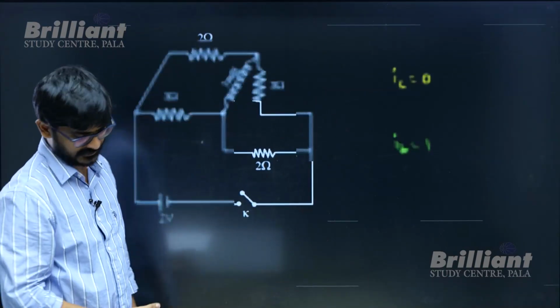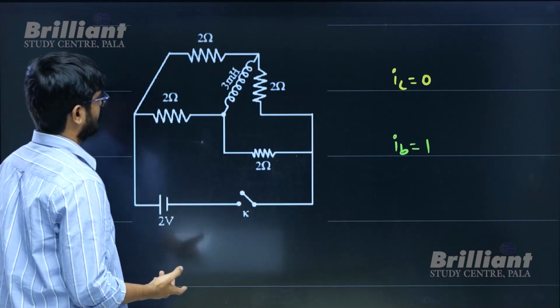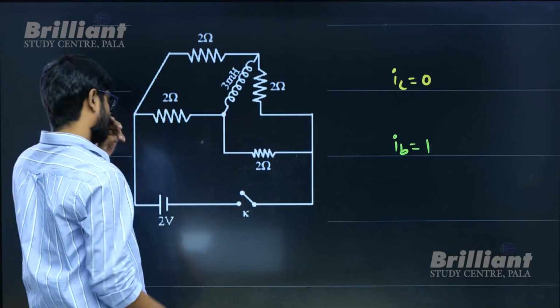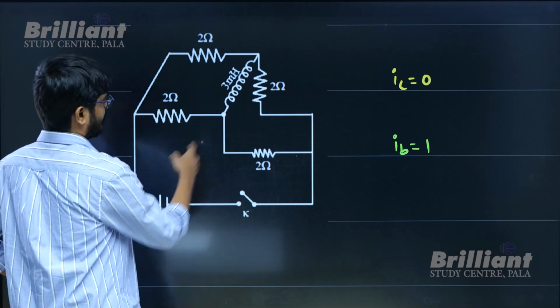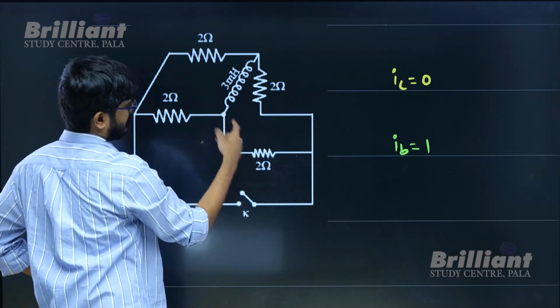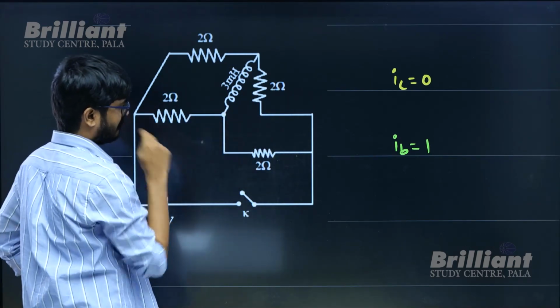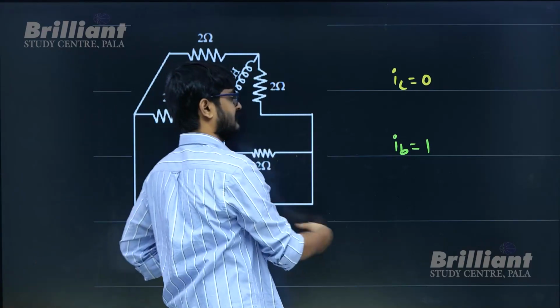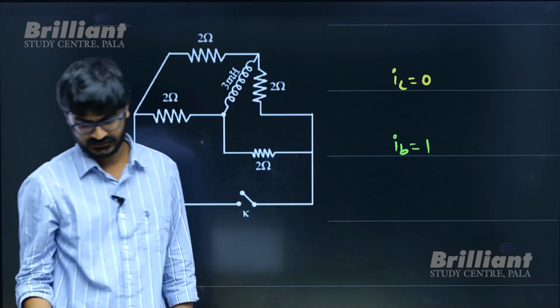Now in the next case, it is a Wheatstone bridge. So no current will be flowing through this. For current through the battery, equivalent resistance is 2 and 2, 4, 4 and 4, you will get 2, so current will be 1. So current in the inductor is always 0 and current in the battery is 1, right? Thank you.